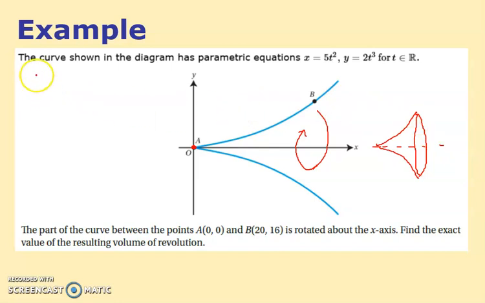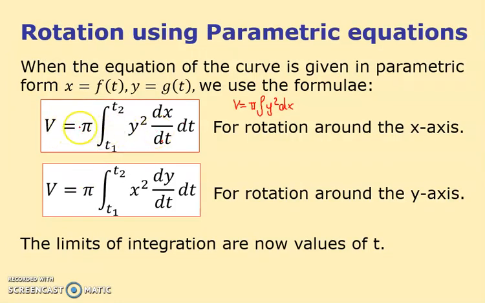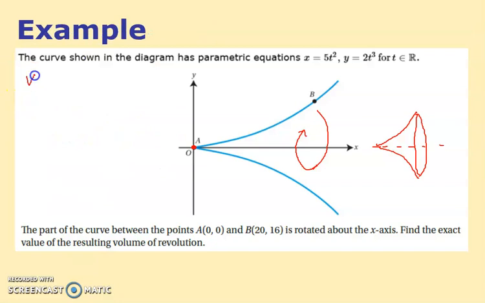Okay then, so we're revolving around the x-axis, so we're using this formula. So we might as well write that down. The volume equals pi, the integral of y squared dx/dt dt. That's really what we're doing. If we go ahead with this, the volume equals pi times the integral. What is y squared? Y squared equals 4t to the 6, so I can write that there, 4t to the 6.